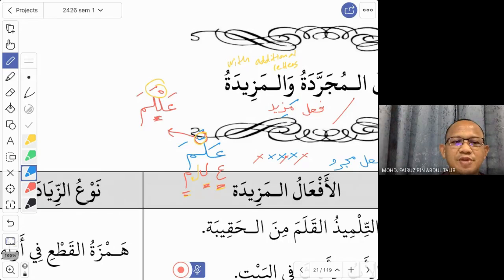Yes, from the book. Mazid. The 4-letter fi'il, 5-letter, 6-letter fi'il.